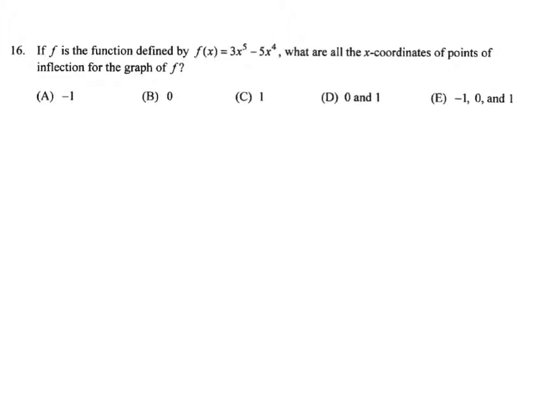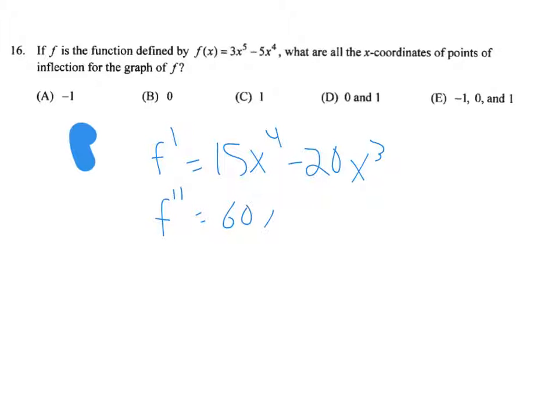Alright, so here's a function. They want us to find the x-coordinates of all points of inflection. And so you all know that you want to look for a second derivative. So let's do that. So f prime, the first derivative, is going to be 15x to the fourth minus 20x cubed, and the second derivative is going to be 60x cubed minus 60x squared. And if we take out a 60x squared, we end up with 60x squared times x minus 1.